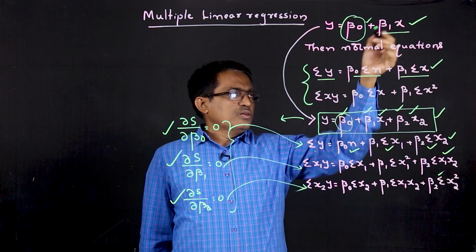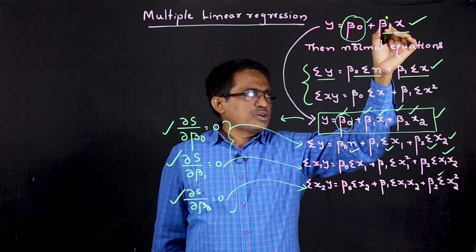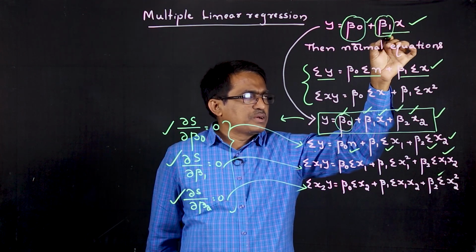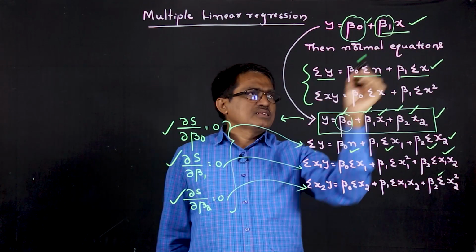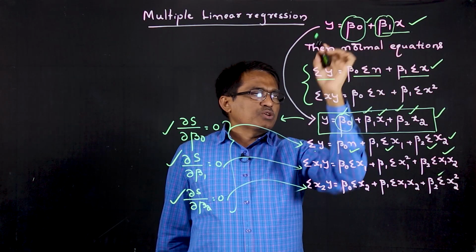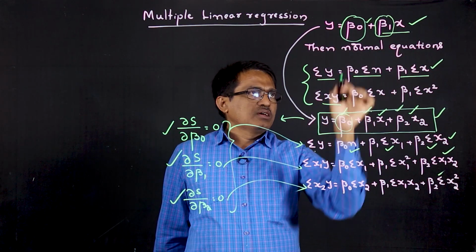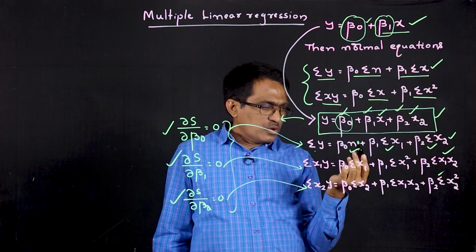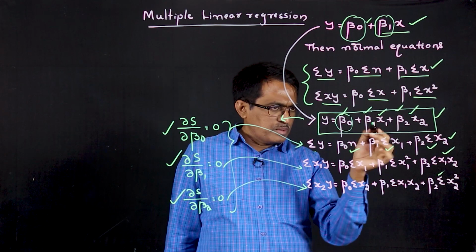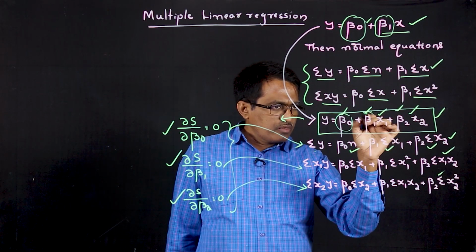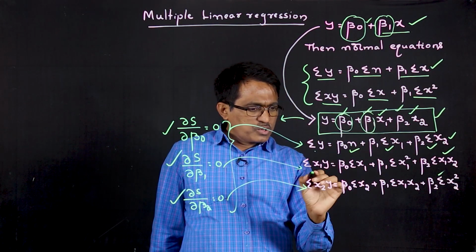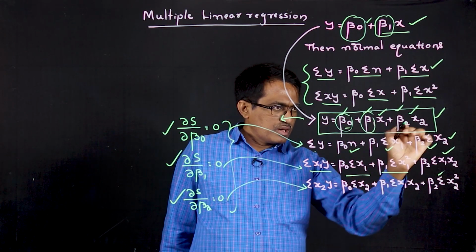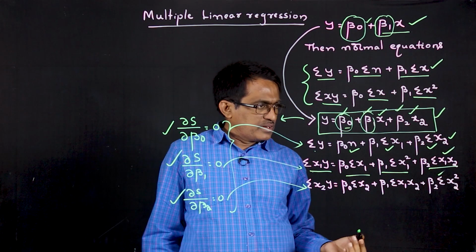Going back, next we did partial differentiation with respect to beta 1 and simplified. Then what we got, multiplying throughout by x, was summation xy equals beta naught into summation x plus beta 1 into summation x square. Same here: with respect to beta 1, what we get is summation x1 y equals beta naught summation x1 plus beta 1 summation x1 square plus beta 2 summation x1 x2.